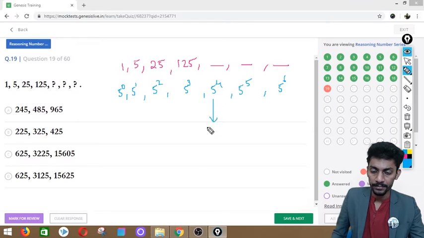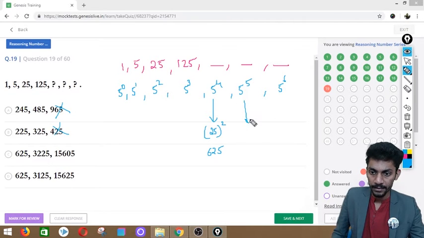What is 5 power 4? 5 power 4 is nothing but 25 square. Correct? 5 square, the whole square. 25 square is 625. So 625 is there in only option C and option D. So option A and option B are not possible. Option C or option D.